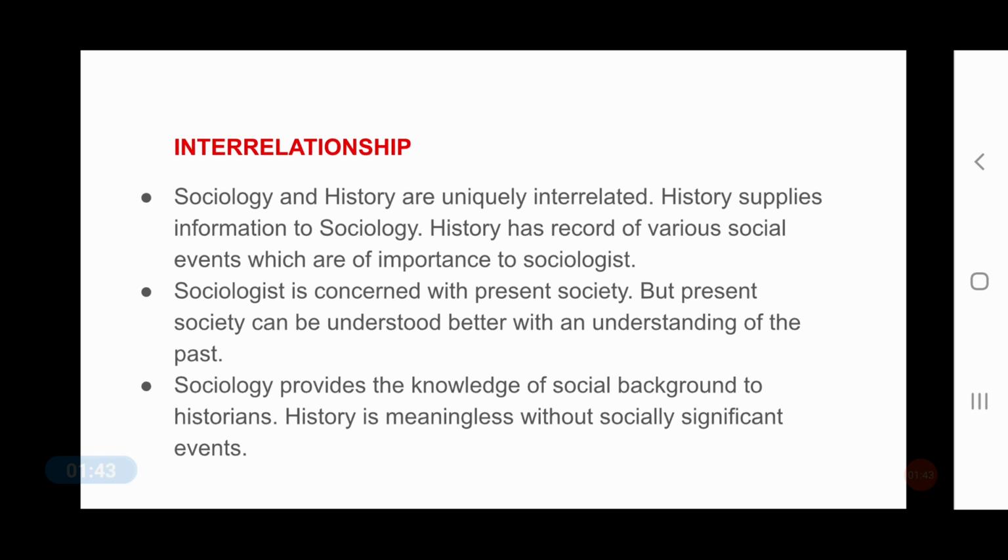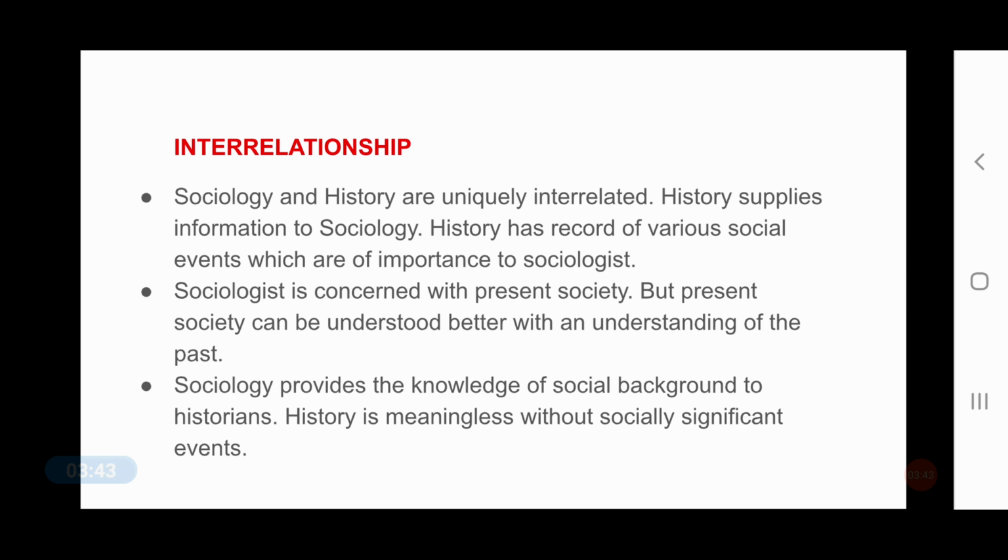Now, when we try to understand a particular society, the sociologist has to make use of these particular records of history. Secondly, the sociologist is concerned with the present society, but present society can be better understood with an understanding of the past.